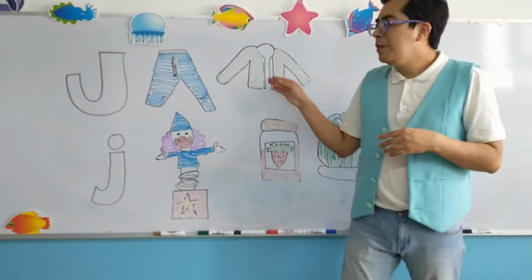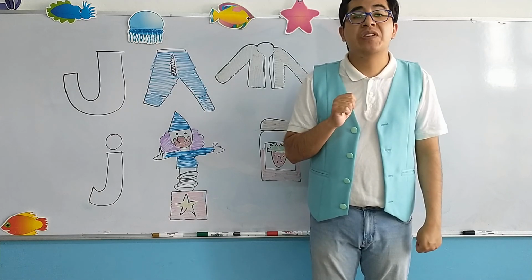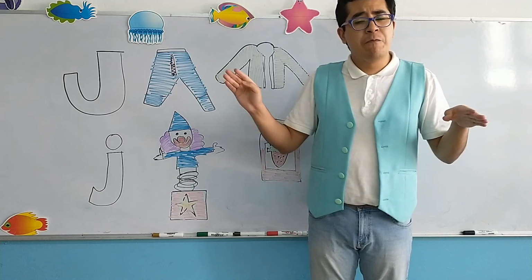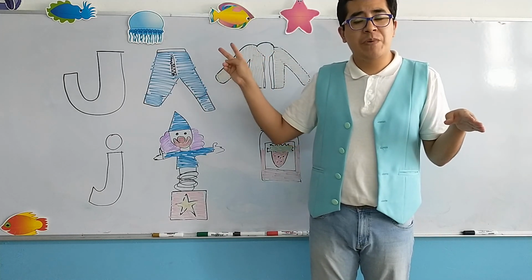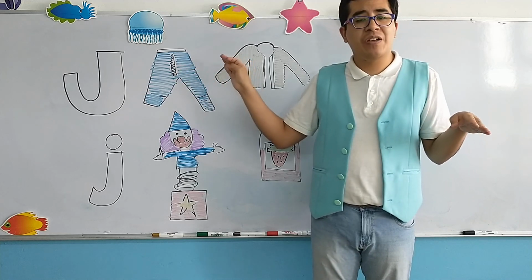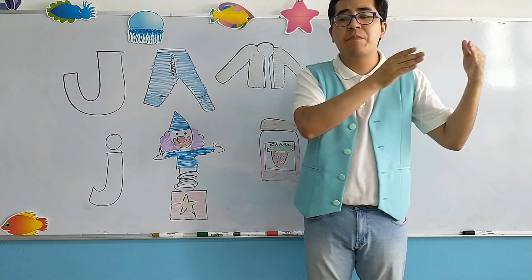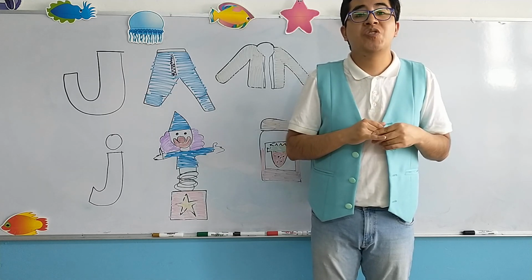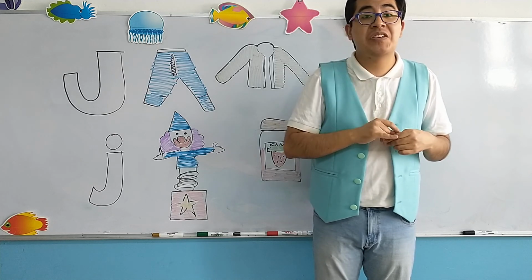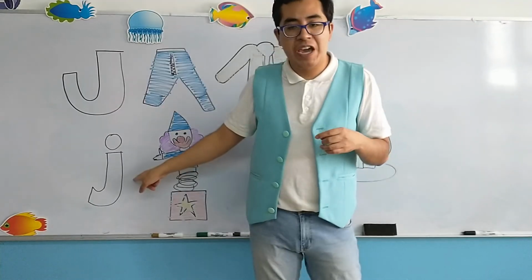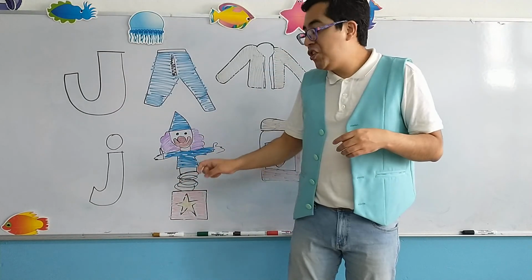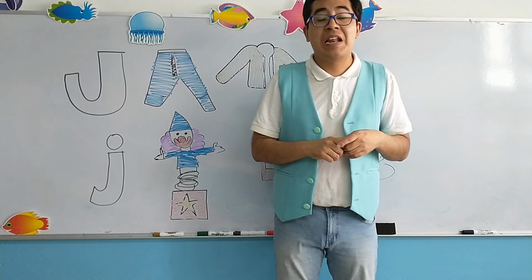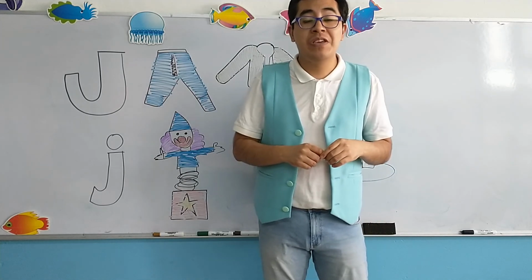Now, let's continue with the small j. Now, the first two objects, capital J, the jeans and the jacket, we have seen them before. Those were very common. Today, we're going to see new objects with this letter. Small j, we have the Jack in the Box. Now, I'm going to tell you something about this.